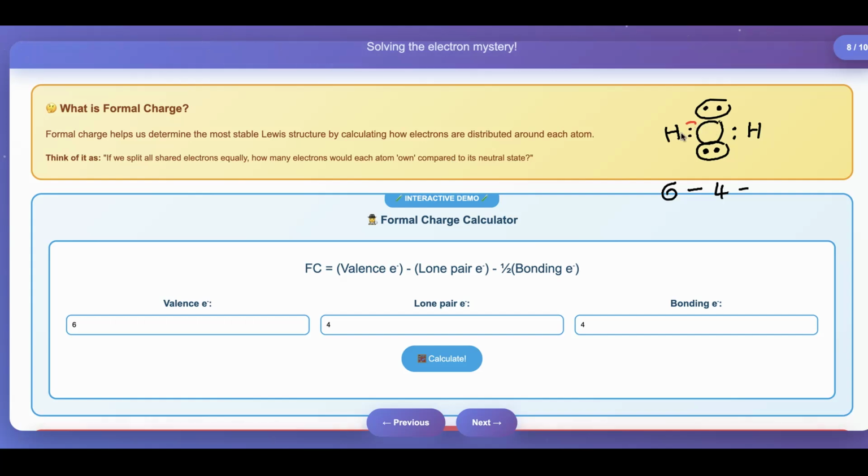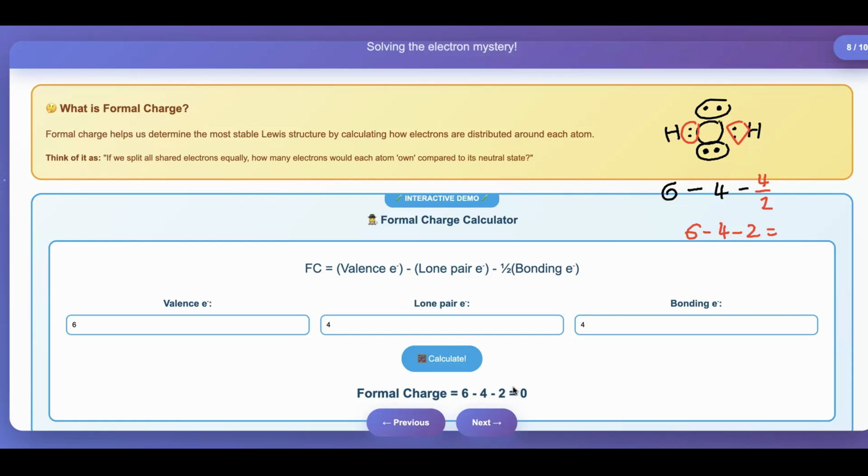It has 4 electrons in lone pairs and it has 4 electrons in bonding pairs. But you have to divide this by 2. So this means 4 divided by 2. If you did it like that, 6 minus 4 is 2, and this is practically 2. So 6 minus 4 minus 2, this means that it is equal to what? So don't forget that this has to be divided by 2. So I get a result of 0.